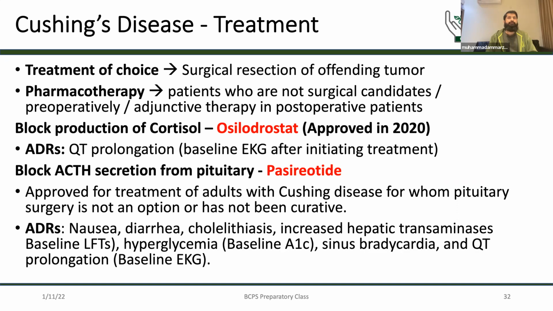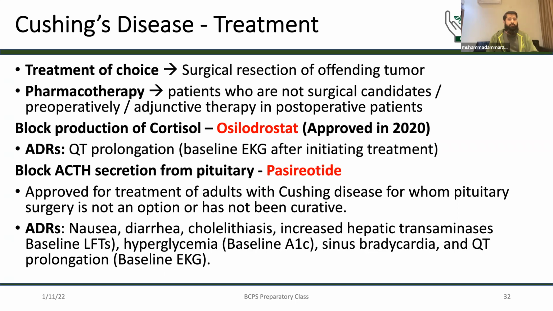It has some adverse effects associated with it, and the most important one is QT prolongation. So it is important to check baseline EKG after initiating the treatment. We have another drug, pasilotyde, which is a somatostatin analog. It blocks the secretion of ACTH from the pituitary. So it is not affecting the production of cortisol, but it is affecting the secretion of ACTH from the pituitary. So definitely if ACTH secretion is reducing, cortisol levels would reduce from the adrenal gland.